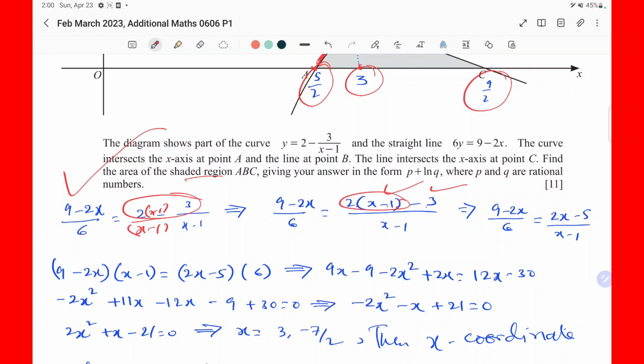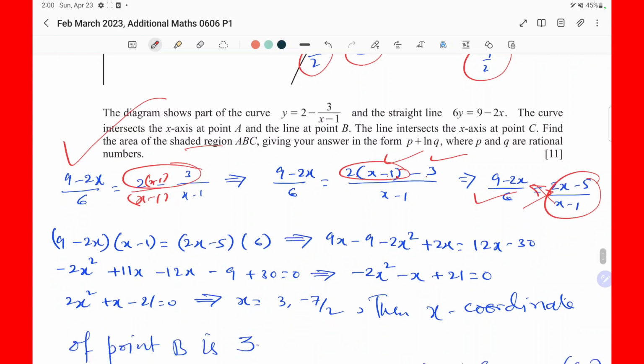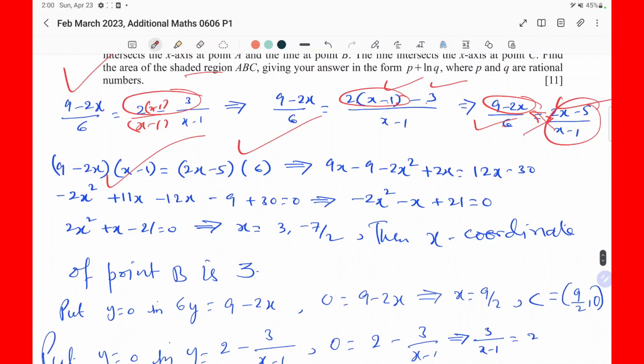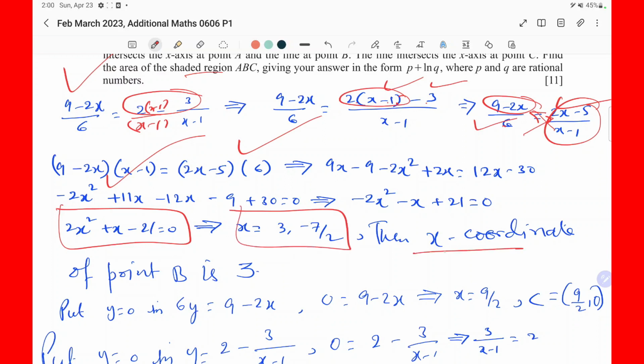So it's (2x minus 5) over (x minus 1), and this is (9 minus 2x) over 6, which is here. Now cross multiplication, you know that. So (x minus 1) times (9 minus 2x), which is here, and 6 times (2x minus 5), which is here. Now this is just a calculation rearrangement. So just to go ahead smoothly, you will get this quadratic equation, solve this, you will get the x coordinate.